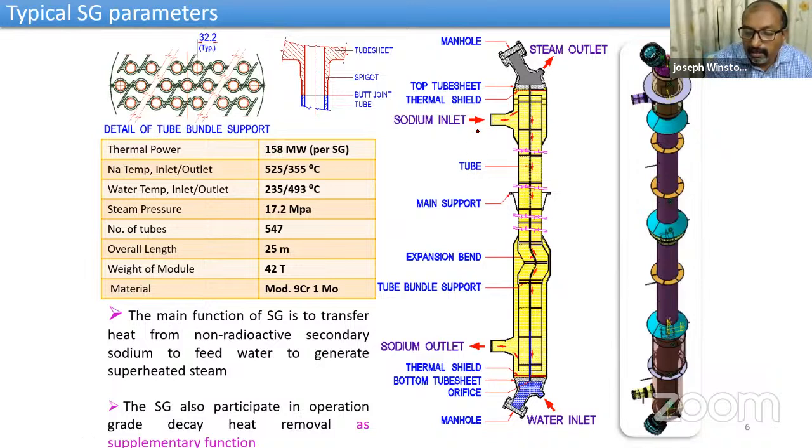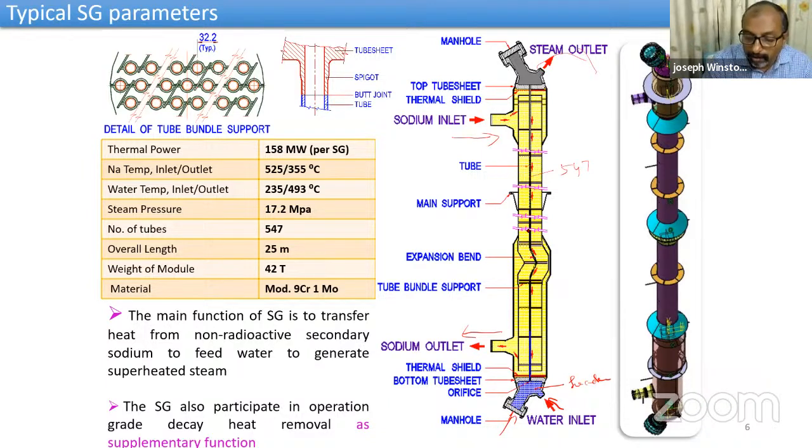You can see here the secondary sodium enters in the shell side, and the sodium comes out. Particularly, the high temperature sodium enters here and then exchanges heat with the water in the tubes. There are 547 such tubes running from the bottom header to the top header. You can see that water enters here, and there is an access port here. Generally, it is closed, and the high pressure steam comes out.